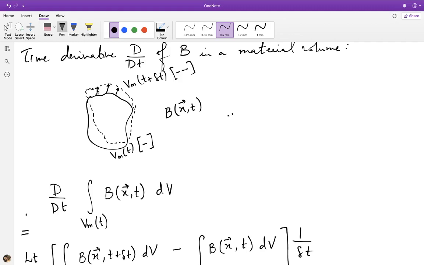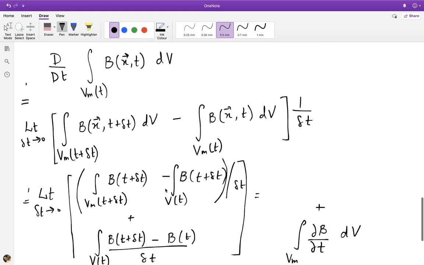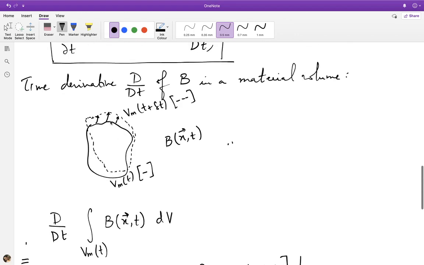So what I really would like to know is, since b at t plus delta t is the same, this difference is nothing but the integral of b at t plus delta t over the difference in the volume. And since that difference is infinitesimal, we can calculate it simply by calculating how the elemental area is shifted over the time delta t.